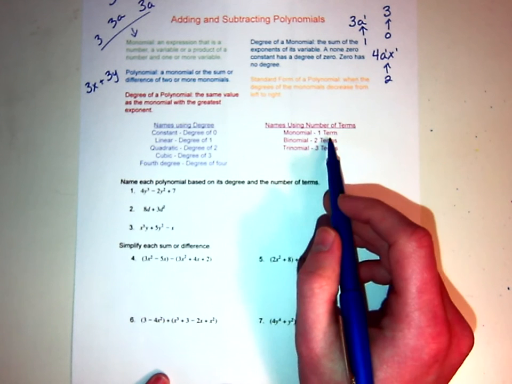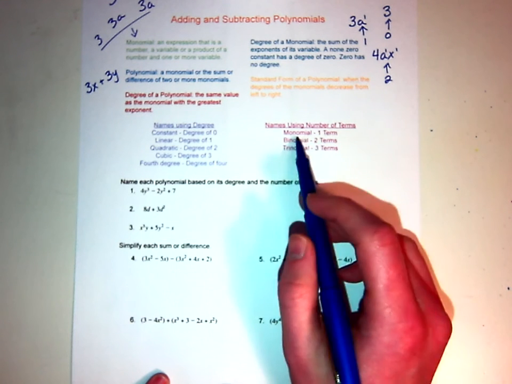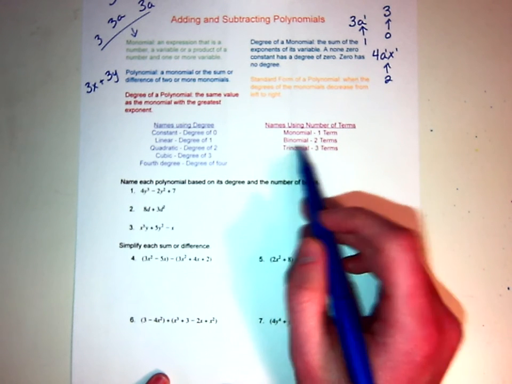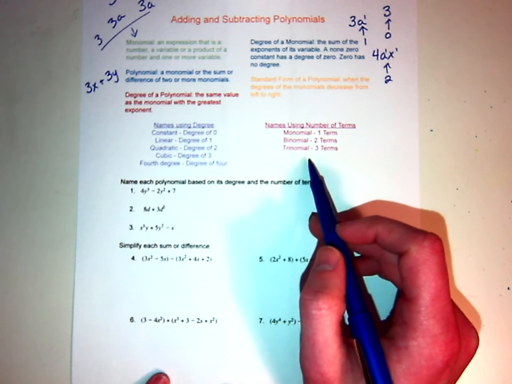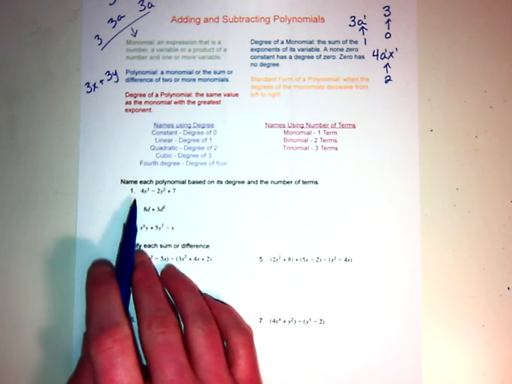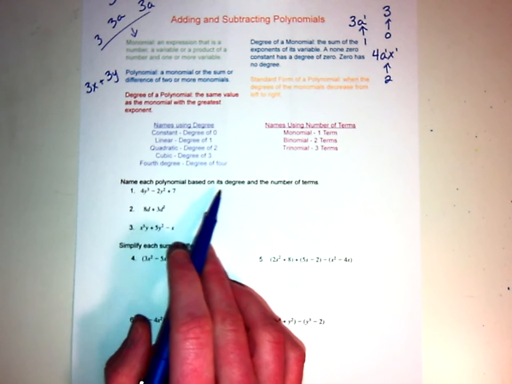All right, you have monomial. These are all polynomials, but monomial because it has 1 term. Binomial, 2. Trinomial, 3. So let's look through this first section. It says name each polynomial based on its degrees and the number of terms.